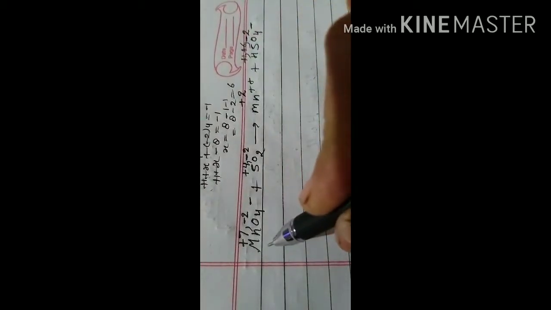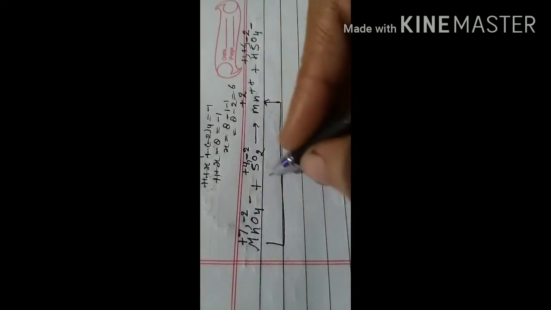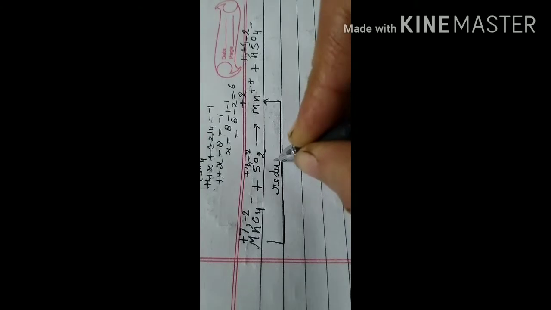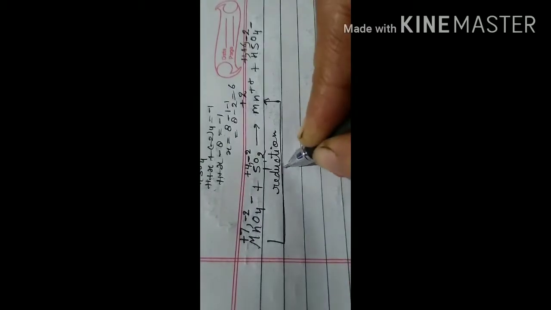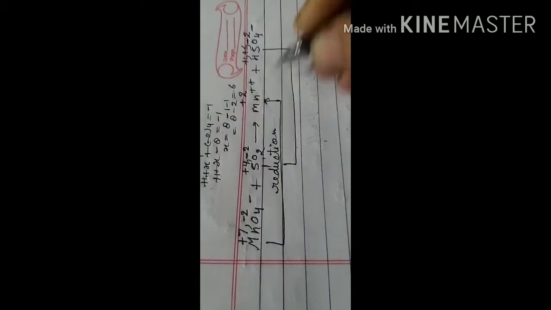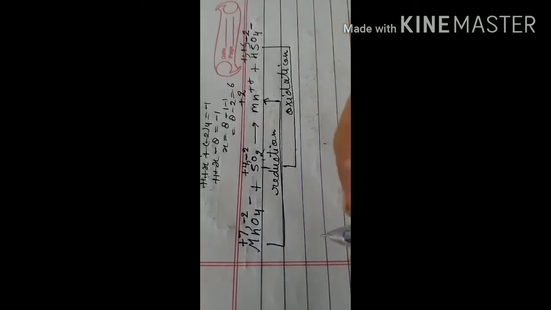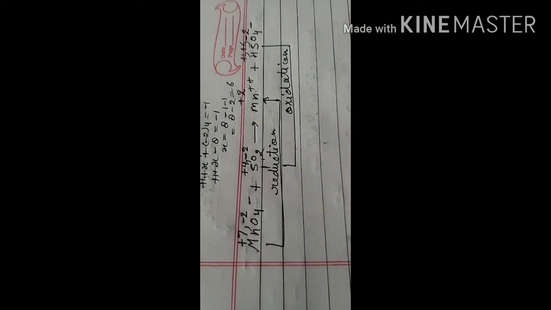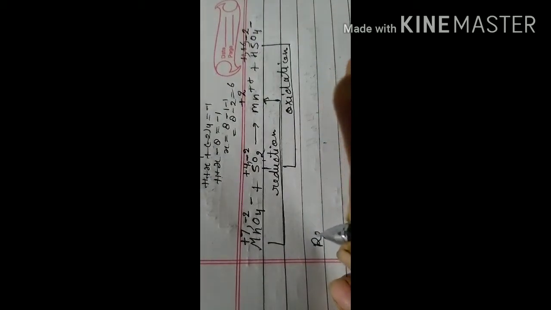Now we have to find out where the oxidation and where the reduction is taking place. Manganese is going from +7 to +2, so here the reduction is taking place, and we have to highlight that portion. Sulfur is going to be oxidized here, from +4 to +6, so here you have to write oxidation. The reduction half and the oxidation half, we will balance one by one. First I am taking the reduction half.